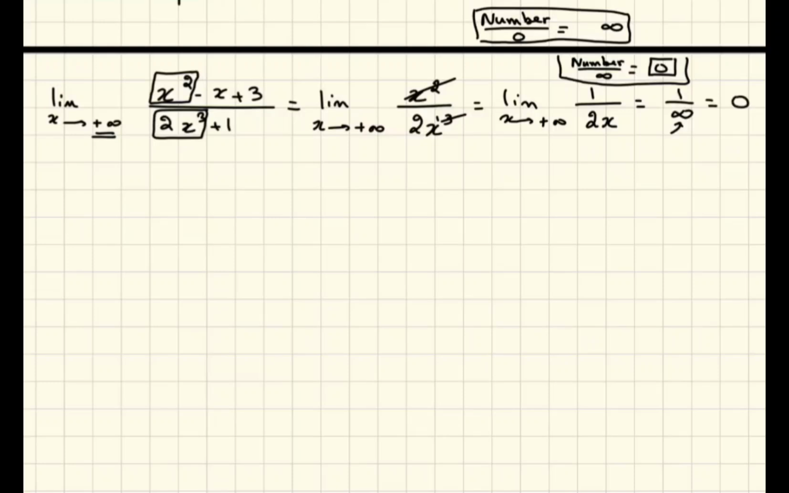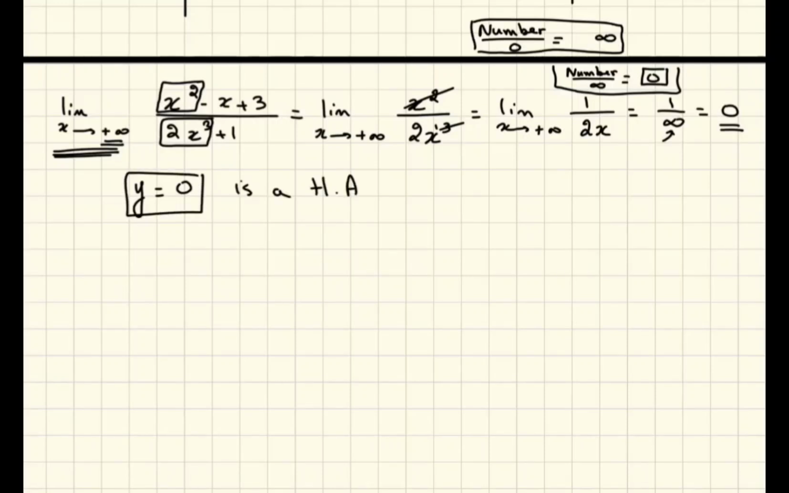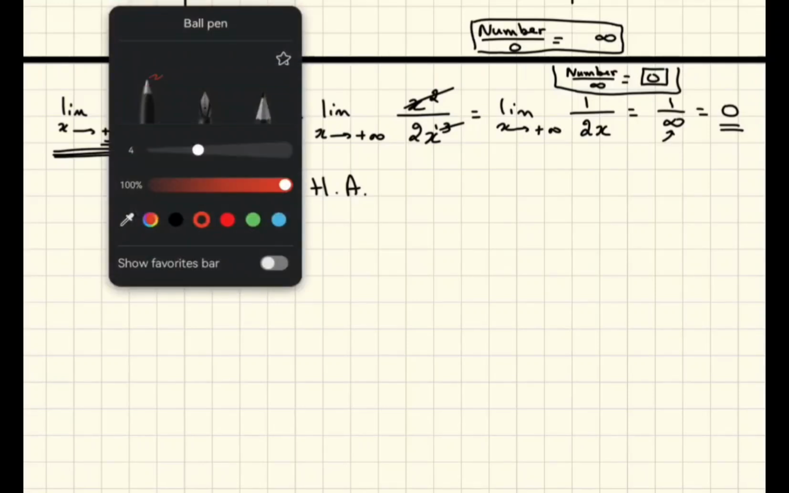Now, knowing that the limit as x approaches infinity is equal to a number, it means directly I conclude that y equals 0 is a horizontal asymptote to the graph, for sure, to the curve. Okay? If you're confused whether to write y or x, then this is how you can remember it later on.